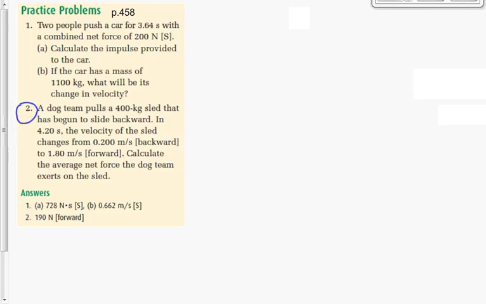A dog team pulls a 400 kilogram sled forward and back. Calculate the average net force the dog team exerts on this. Anything that stands out here in this question? I have to get backwards and forwards right. It's not a problem, but it's something that I have to be conscious of.